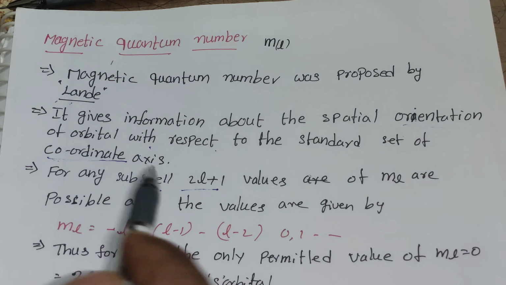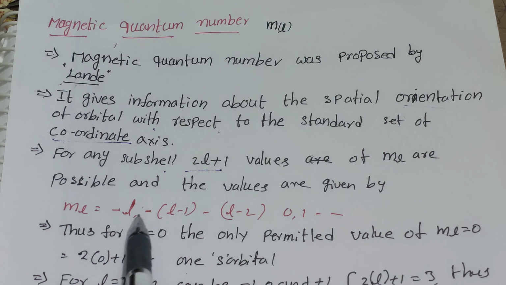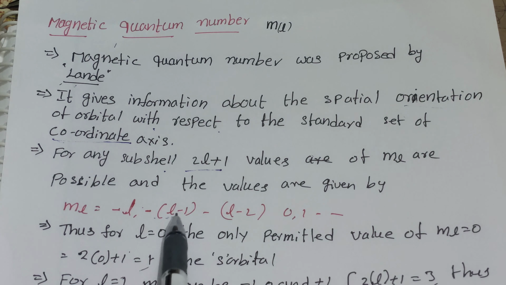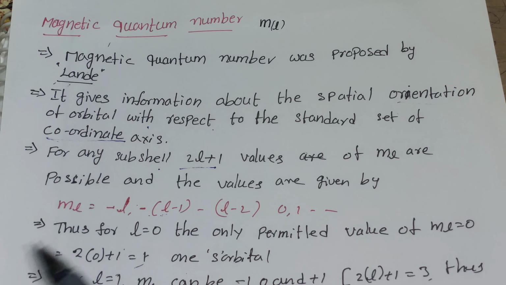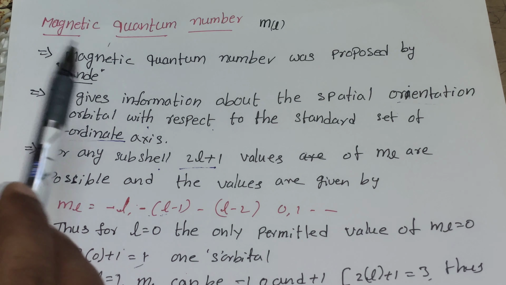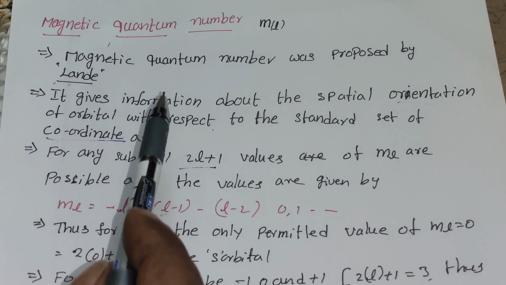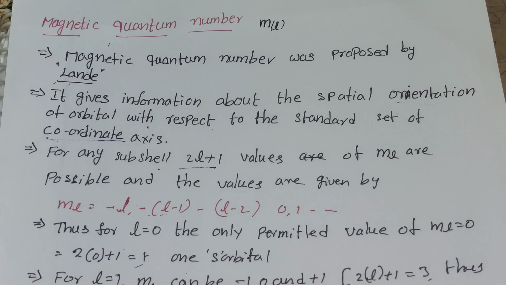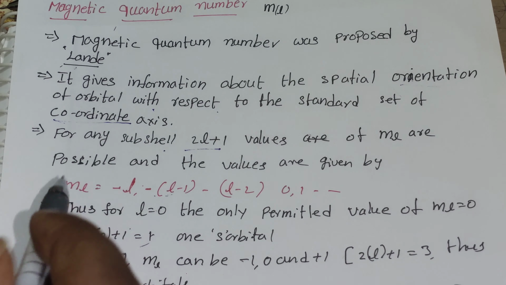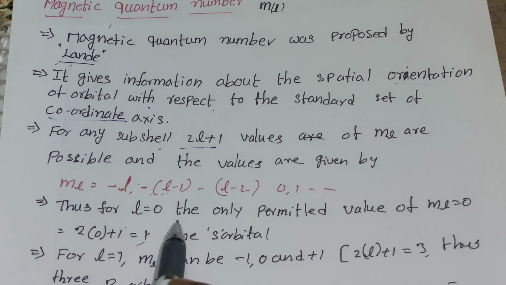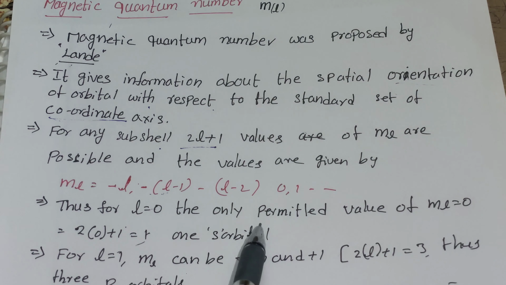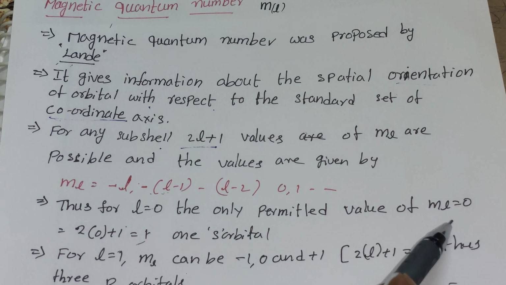These values may range from -l to +l, including -1, 0, 1 and so on. The magnetic quantum number value depends upon the angular momentum quantum number value. For example, when l value is equal to 0, the only permitted value of ml is 0.